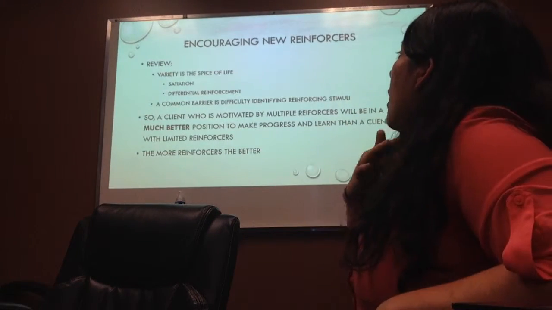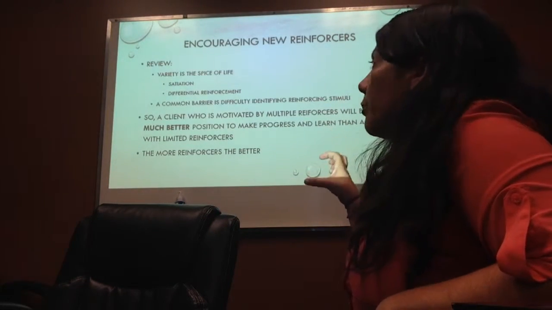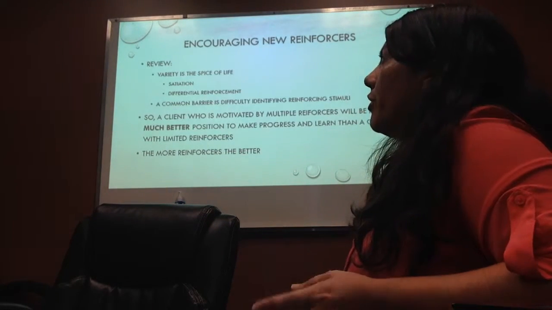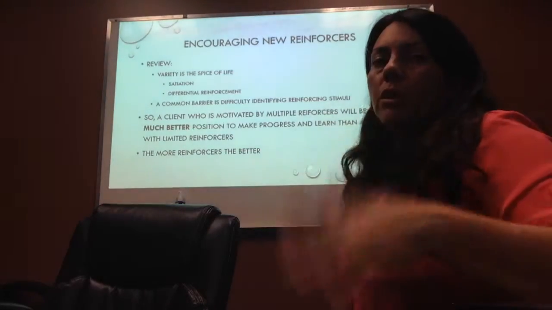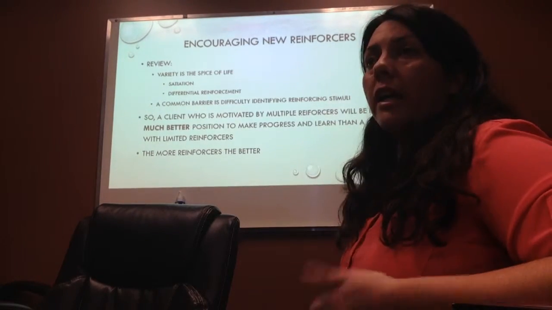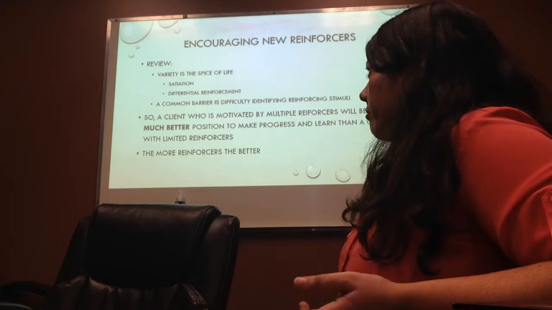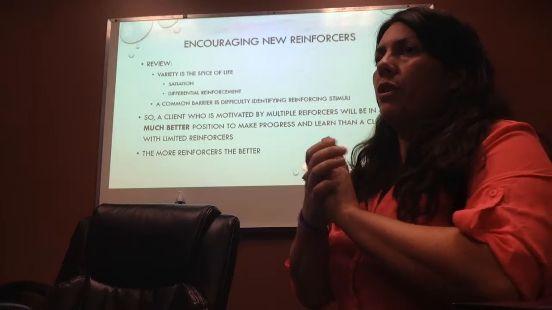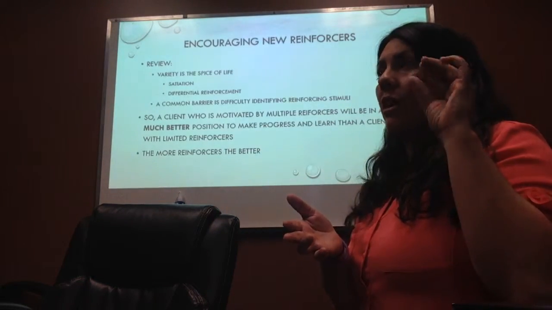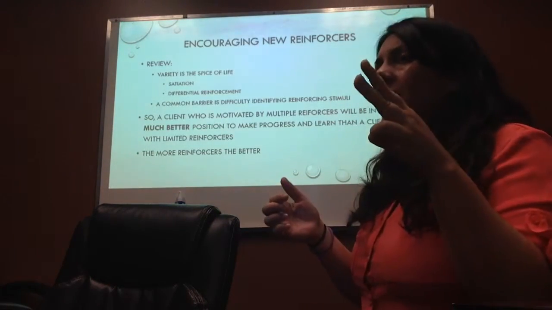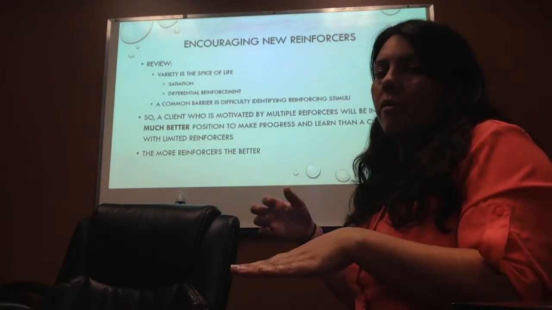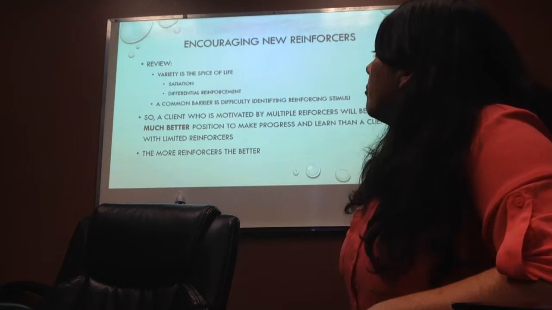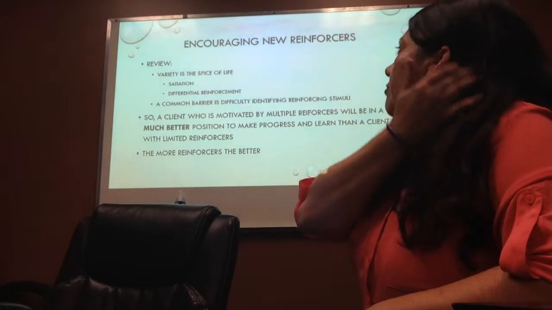So this is a really, really important part. You want to encourage new reinforcers. This is just a review. We talked about how when you're using reinforcement during trials, you want to use a variety, because it avoids satiation and it helps with differential reinforcement. If I have 5 reinforcers, I can give 3 of them at a big intensity for the best response, and then I can give 1 of them minimally for a response that's just kind of meh. Or for an incorrect response, I could say no.